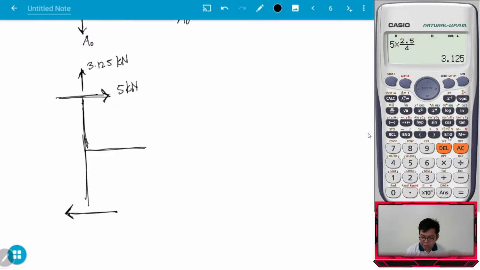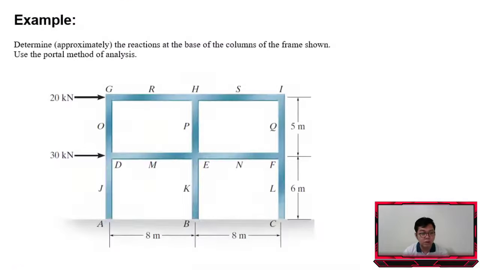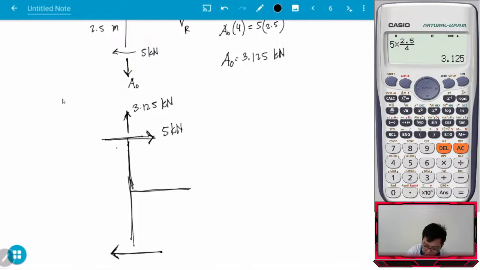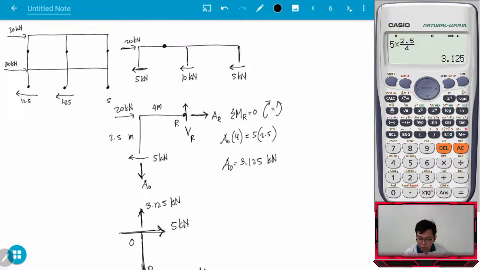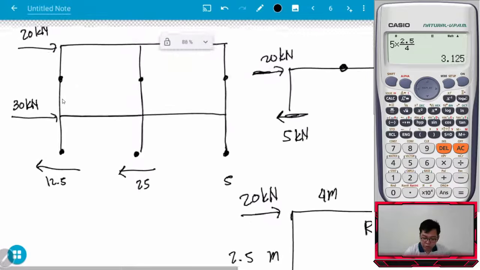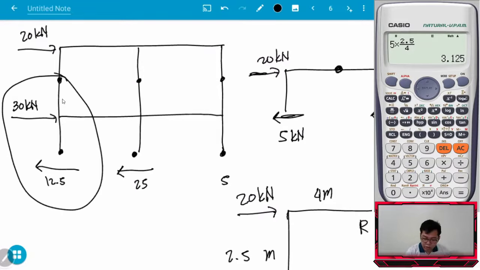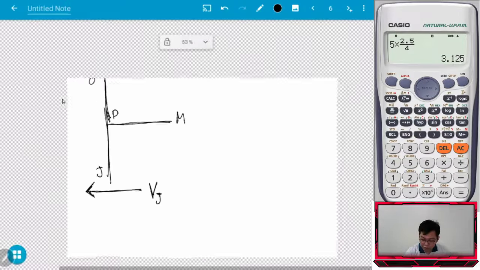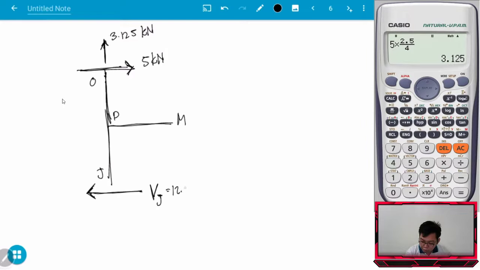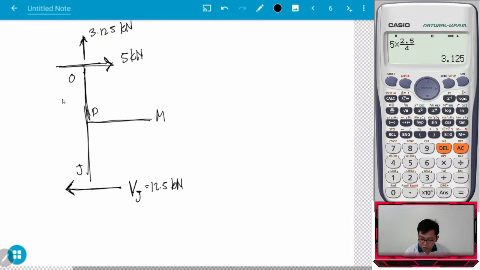Sir, where does that come from? First, the points. What are the points in this figure? OD, JM. So, this is O, point D, and J, and M. Again, our VJ, we assume it like that. So, what was our VJ again? Do you remember? 12.5. That is actually 12.5. So, I'll just put 12.5 kilonewton here.